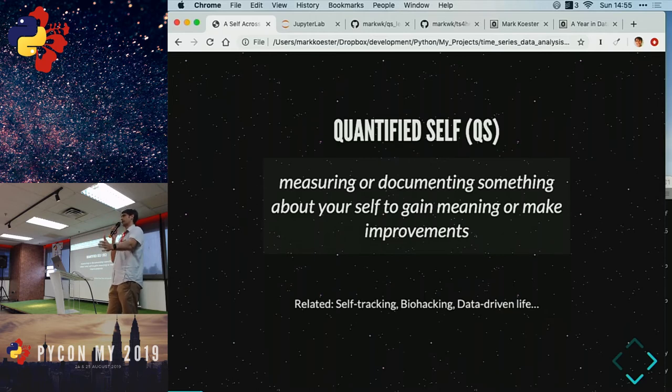So my goal is to be, maybe not Superman, Iron Man's way better, right? Superman kind of cheats, he comes from another planet. Iron Man's cool. So the quantified self, a kind of working definition, is measuring or documenting something about yourself so you understand something or you can make improvements.